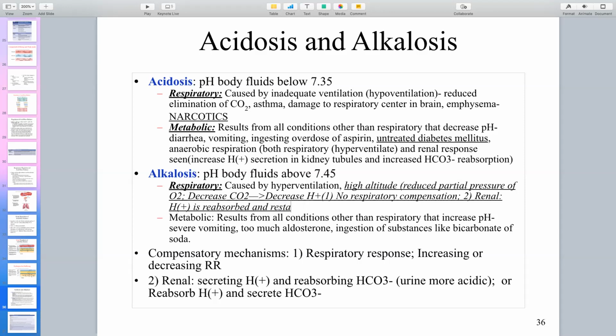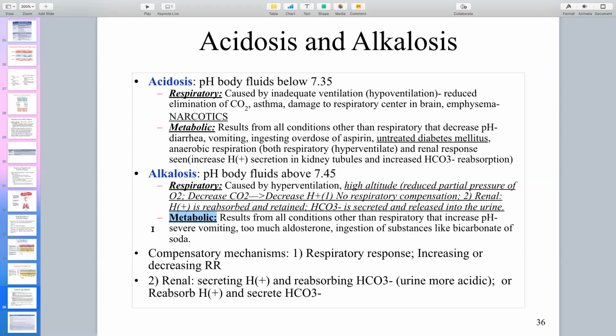I do have this in more detail on my addendum, so if you're worried about it, take a look at that. All right, so hydrogen is reabsorbed and retained. Bicarb is now released. So then the pH of our urine will become slightly more basic than it should be. That's the thing that we will see.